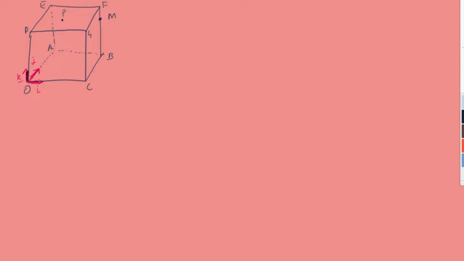Now, we're told the sides are length 4 centimetres. I, J and K are our unit vectors, and they're parallel to OC, OA and OD respectively. Point M lies on FB such that FM equals 1 centimetre.